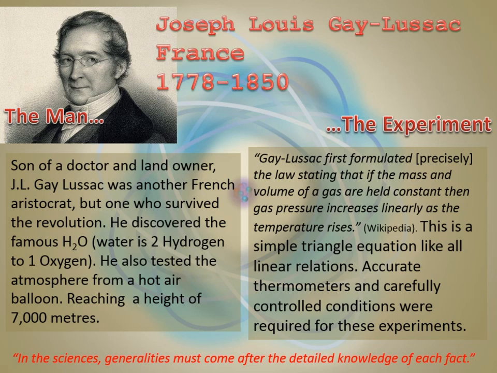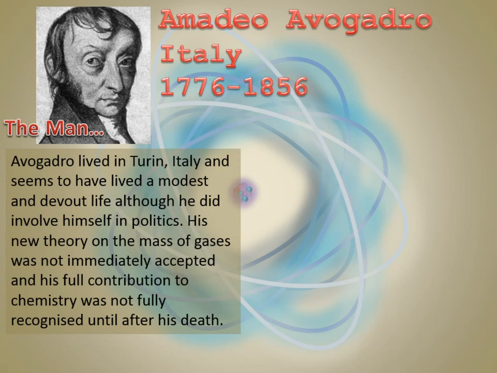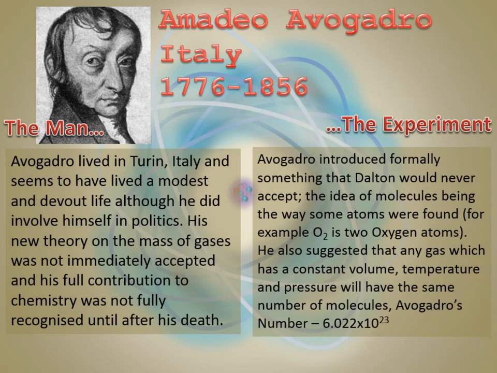Someone who very much did believe in molecules was Amadeo Avogadro from Italy. So he lived in Turin, and he seems to have been a fairly quiet man. He involved himself in politics though, and this led to him losing his job on a couple of occasions. His theories on the mass of gases were not immediately accepted by scientists until after his death, possibly because, as you might have noticed, all of the chemical discovery at this time was really taking place in France and England, and Italy was not really thought of as a pioneer of scientific theory.